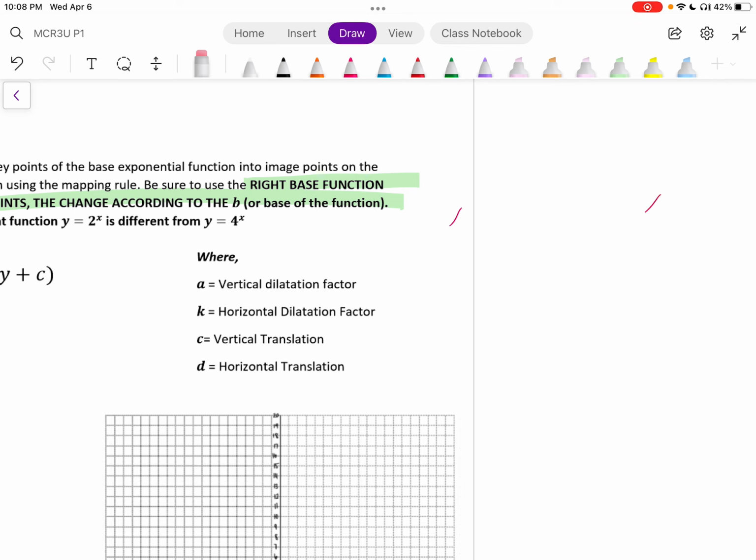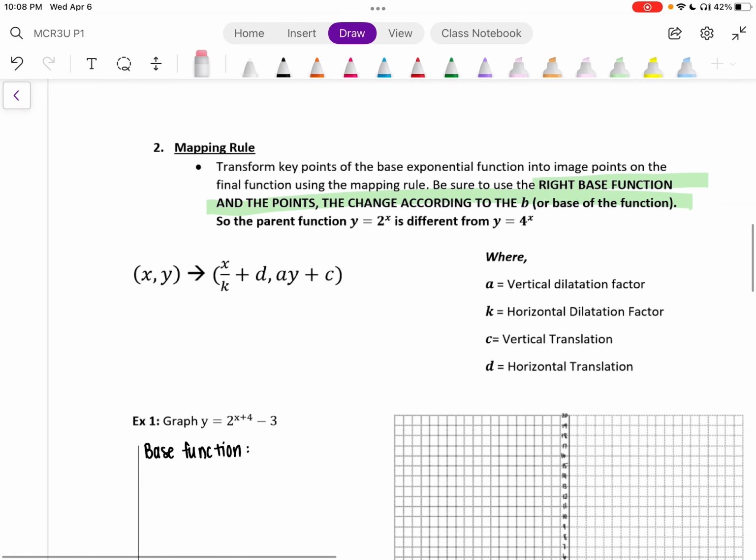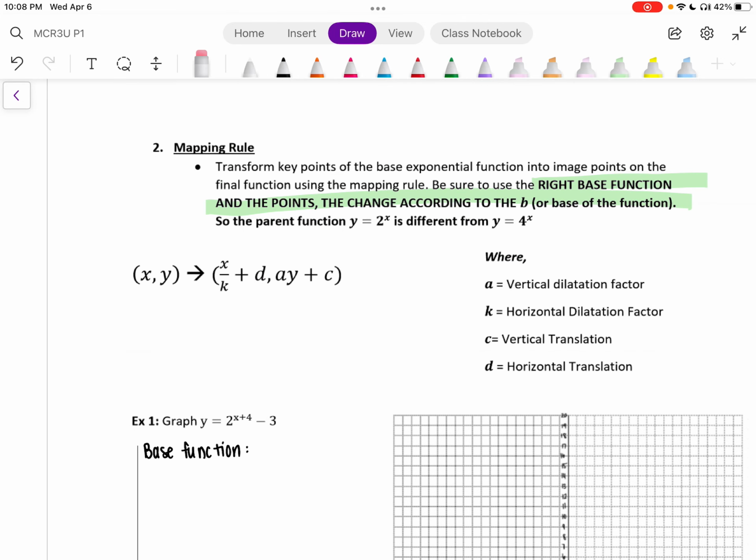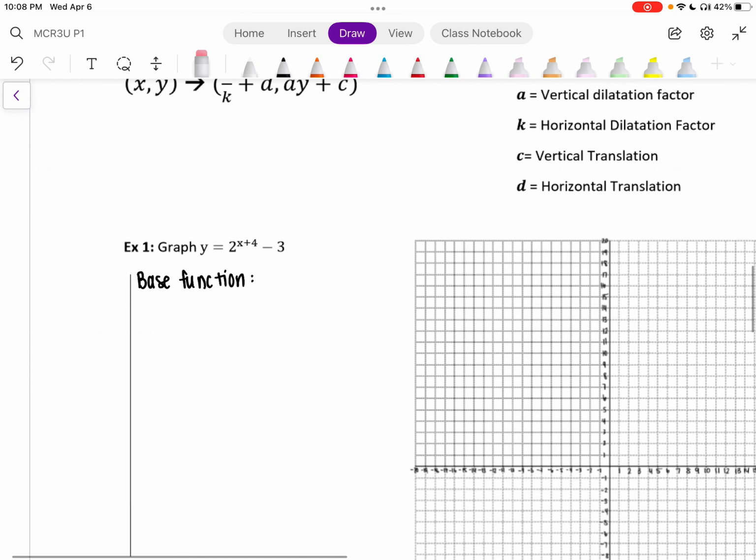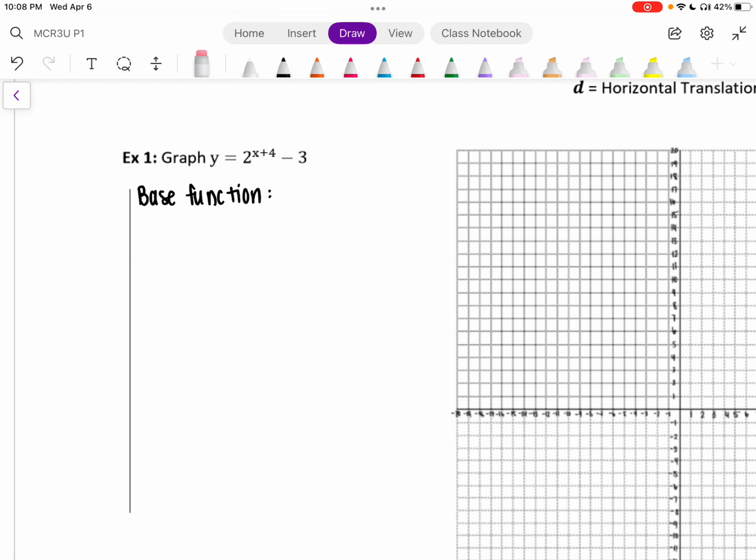They're two different functions. So you have to make sure you graph the right ones. You can still use the same x values, just be careful with your y values, they're going to change. You can always find the base function by looking at what number the power is going to. So in this situation, our base function is going to be y equals 2 to the power of x.